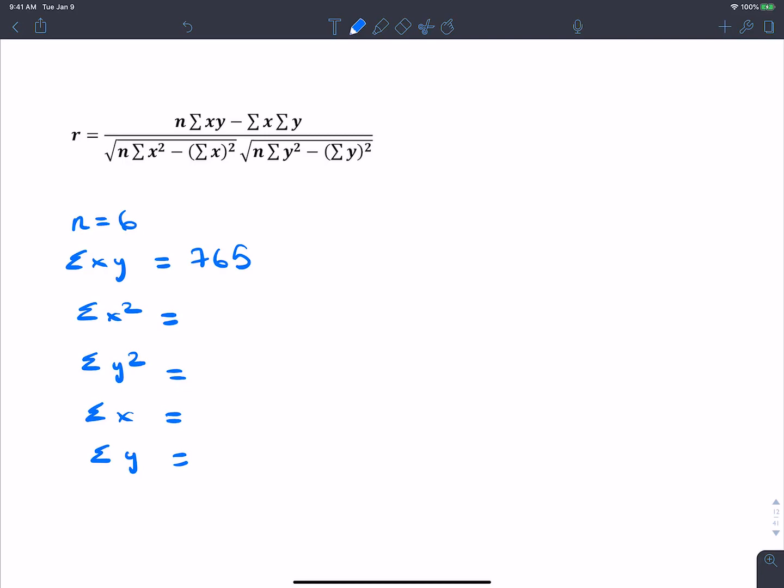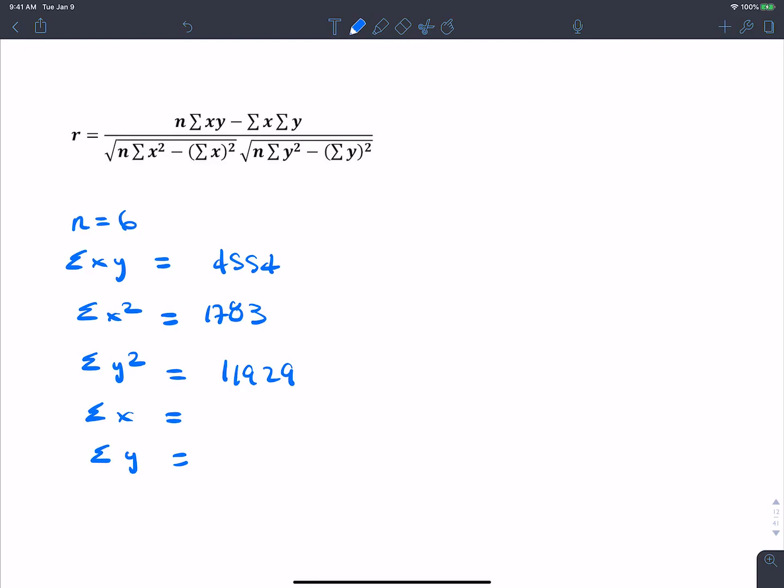What's sum x squared? 289. What's sum y squared? 2025. Wait, sorry, I'll give you the wrong ones. Sum xy is 4554. Sum x squared is 1783. Sum y squared is 11929. What's sum y squared? 11929.